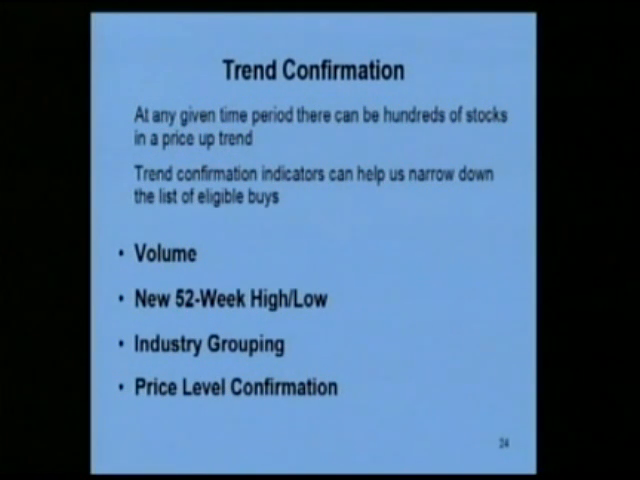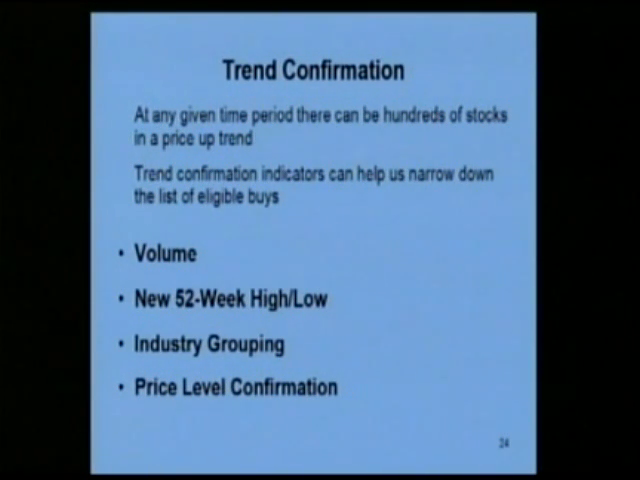Okay, so at any given time, there could be hundreds of stocks in a price uptrend. So we use trend confirmation indicators that kind of help you narrow down the list of stocks. And I usually narrow these down to a stock in each different industry.